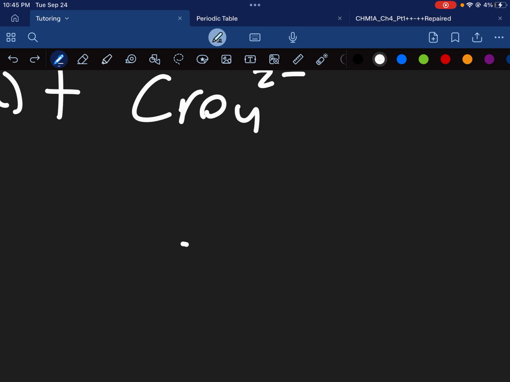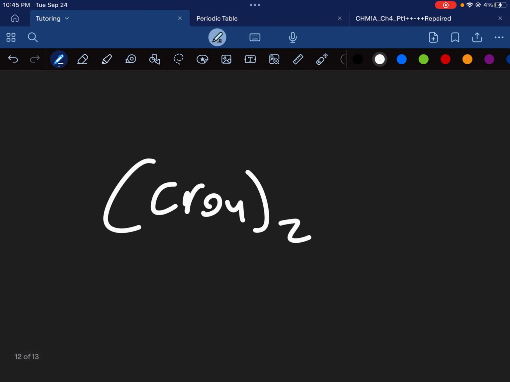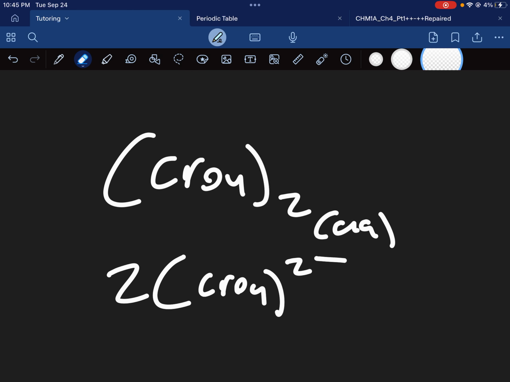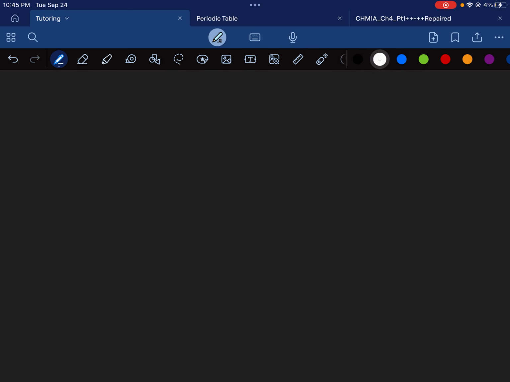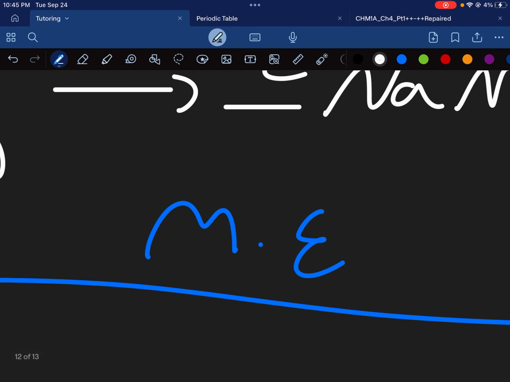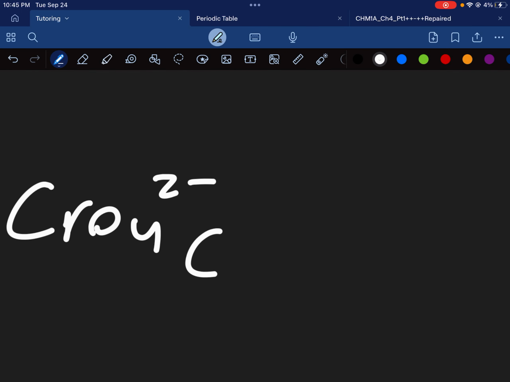Then, when you write the total ionic equation, it's going to look like this, only if there's a 2 outside, surrounded by parentheses. So, species: solid or aqueous? Aqueous, because it was originally found in an aqueous compound. Cool.